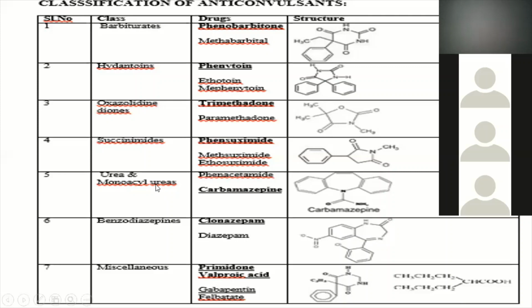This is the urea and monoacyl urea derivatives. We have carbamazepine and phenacemide. Then clonazepam is the benzodiazepine. This is the structure of clonazepam. Then there are miscellaneous compounds like primidone and valproic acid. This is the structure of those compounds.